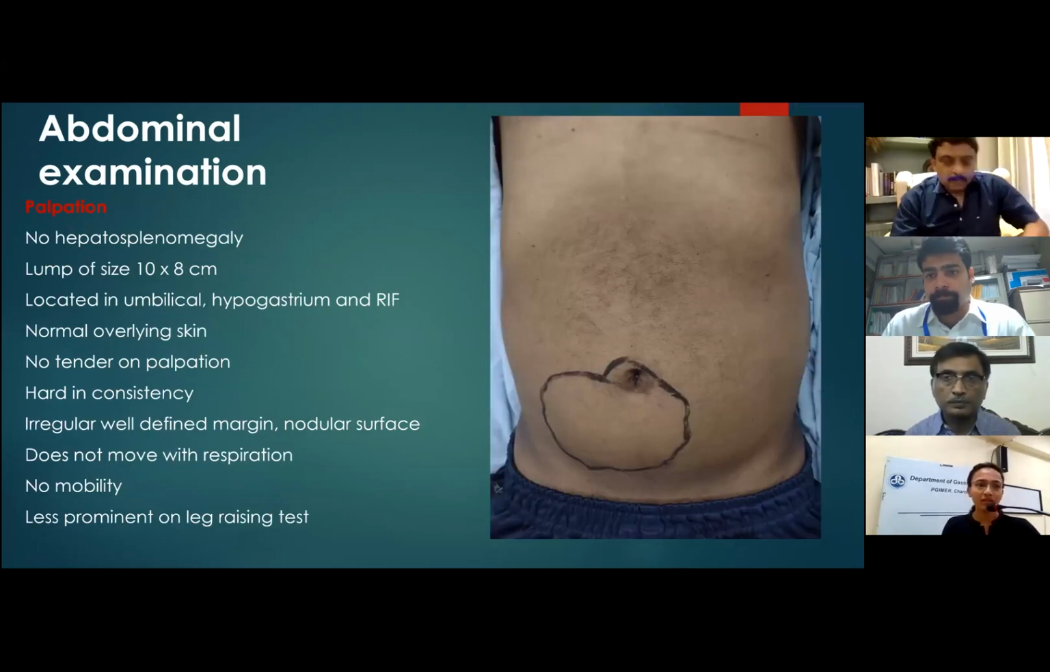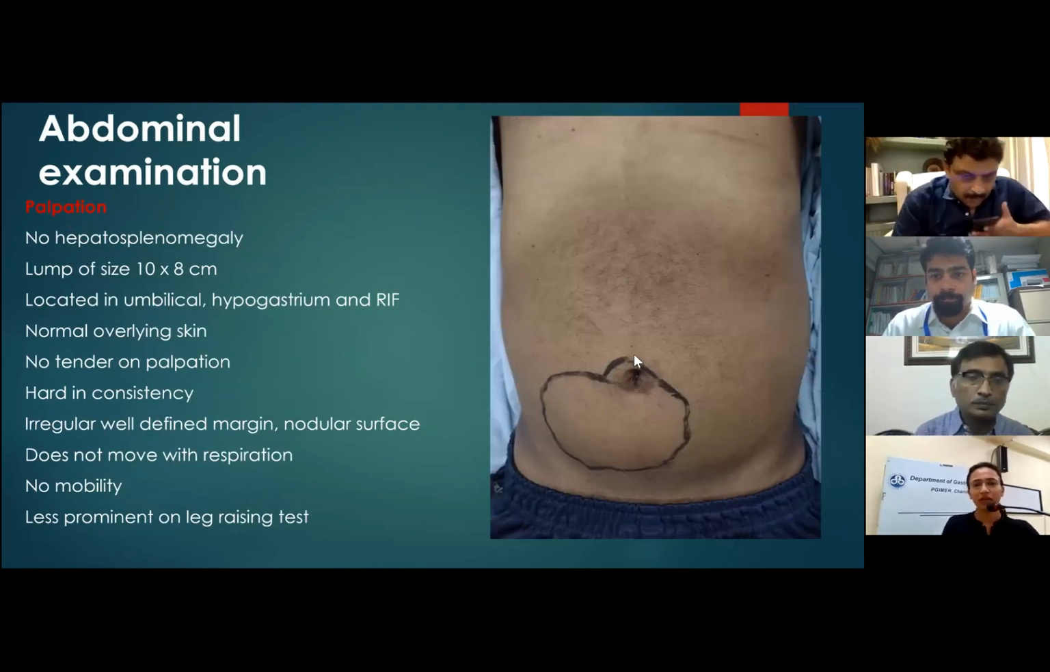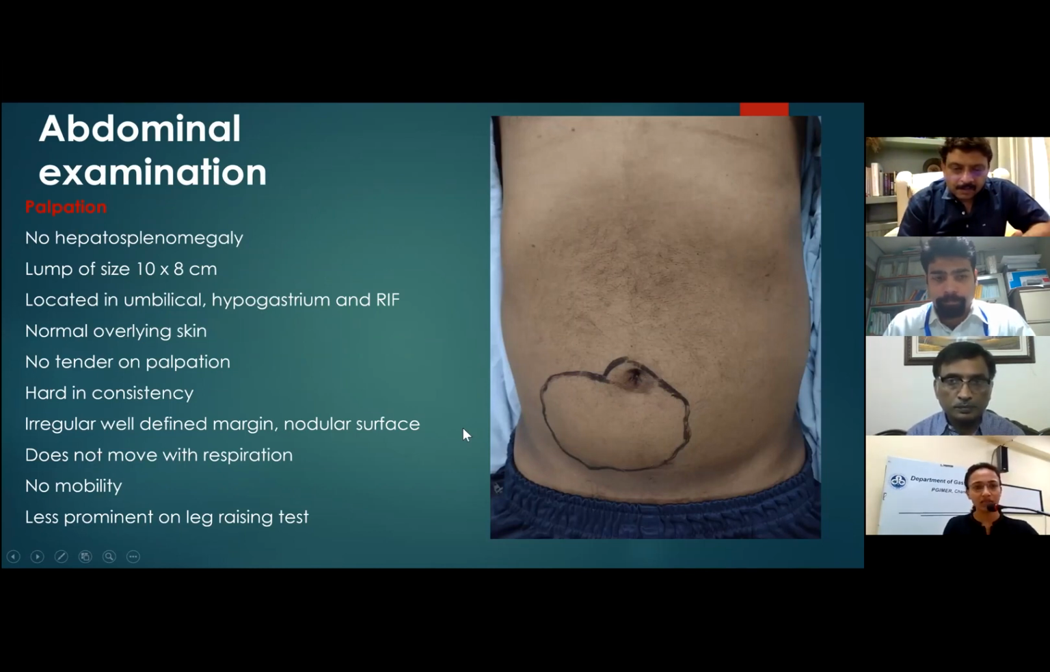On palpation, there was a lump of approximately 10 by 8 centimeters located in the umbilical area, hypogastrium, as well as the right iliac fossa with normal overlying skin. It was not tender on palpation, hard in consistency with irregular, well-defined margin with nodular surface. It does not move with respiration. It has no side to side mobility also. And it became less prominent on the leg raising test.